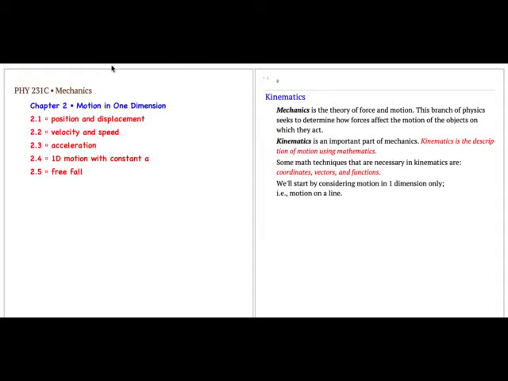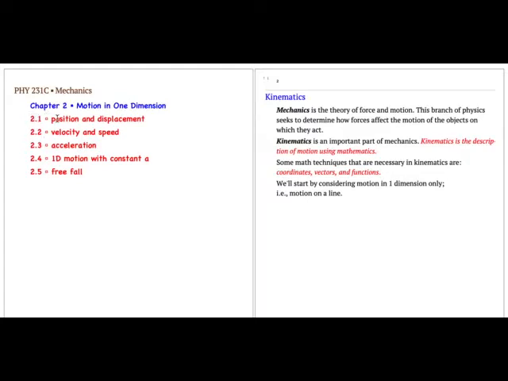Well, this is a screencast to introduce you to Chapter 2 for Physics 231C. Chapter 2 is called Motion in One Dimension. It has several sections.